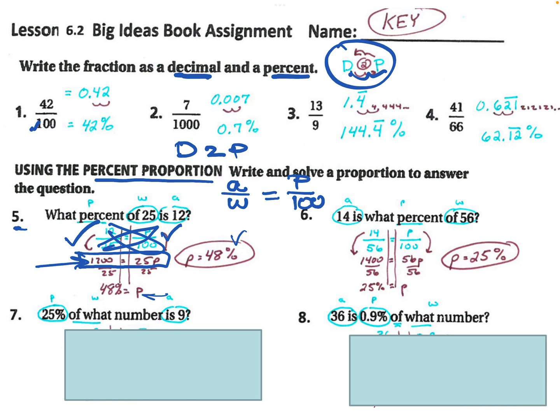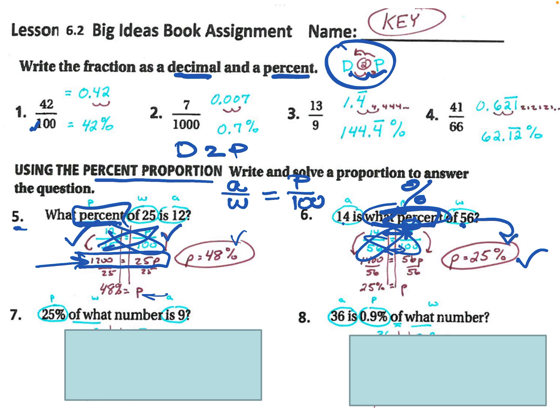So here you've got 14 out of 56. 14 is the part. 56 is your total. So it goes across from 100. 14 is the number, and it goes across from the percent. We're missing a percent sign. That's why P is what's missing here. And you're going to do your cross products. 25%. Notice, if it says what percent, your answer needs a percent sign.